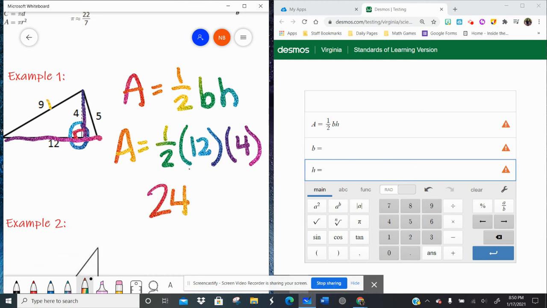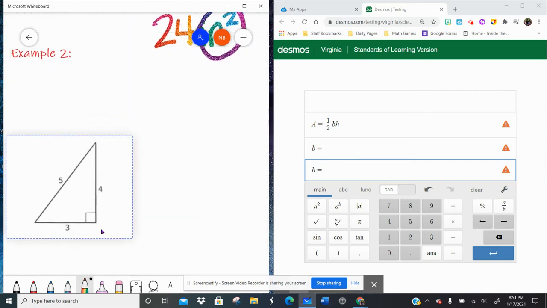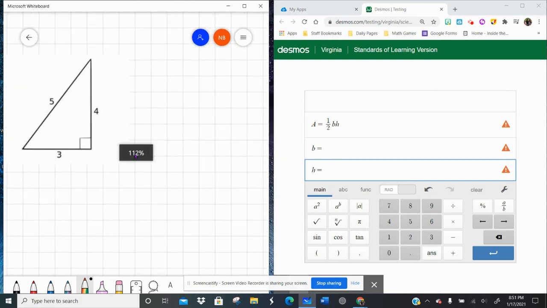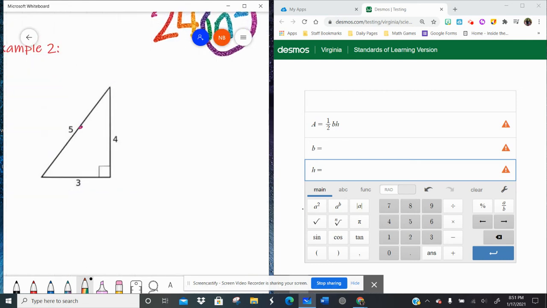It didn't really say, so let's say all of this is in inches. Inches squared. Remember, we have to square those units of measurements when it comes to area. Perimeter would just be inches. Area would be inches squared. And I know we've talked about that before. So let's look at this next example. And let's say that this is in feet. So 5 feet, 5 feet, 4 feet, 3 feet.